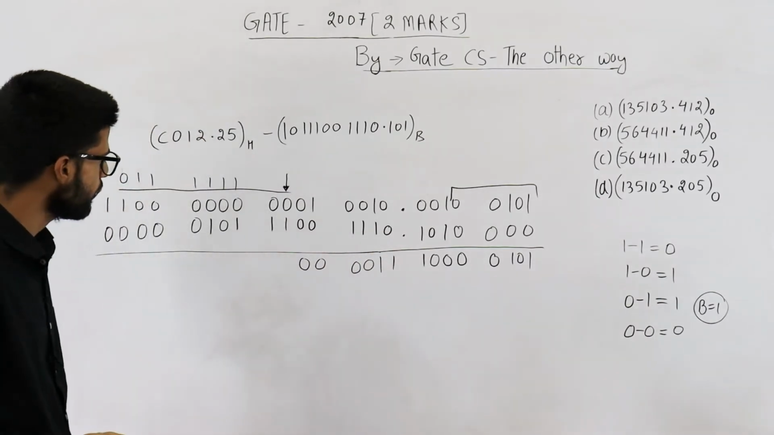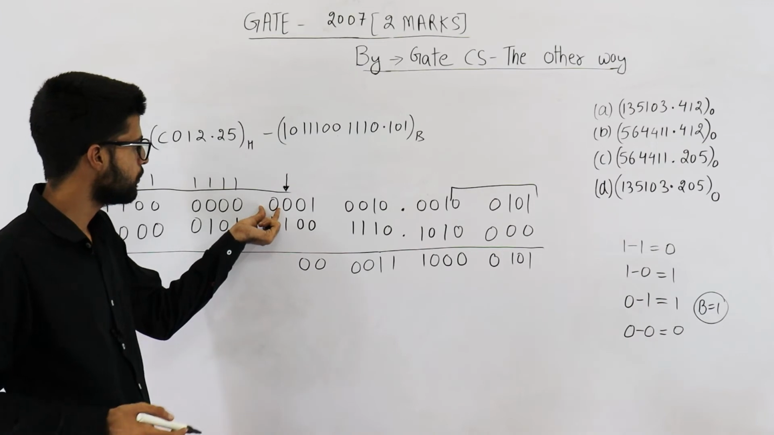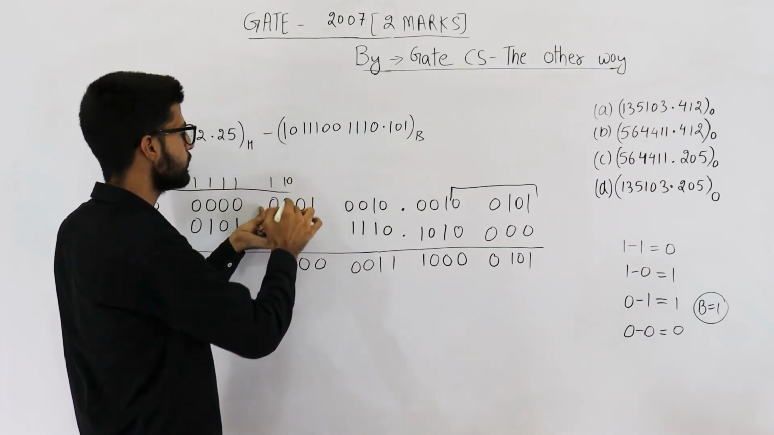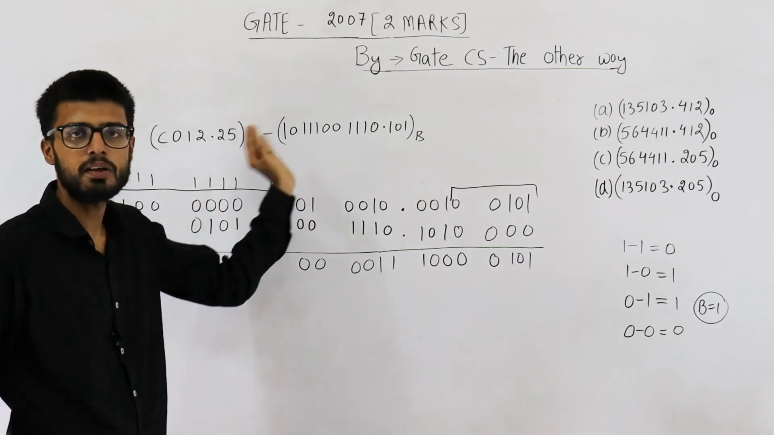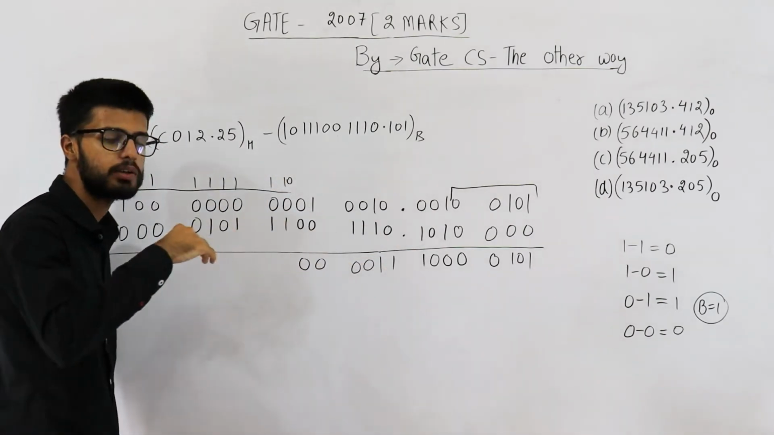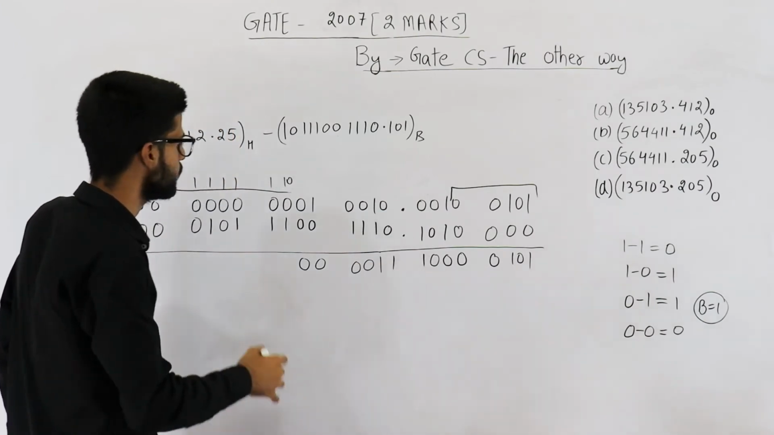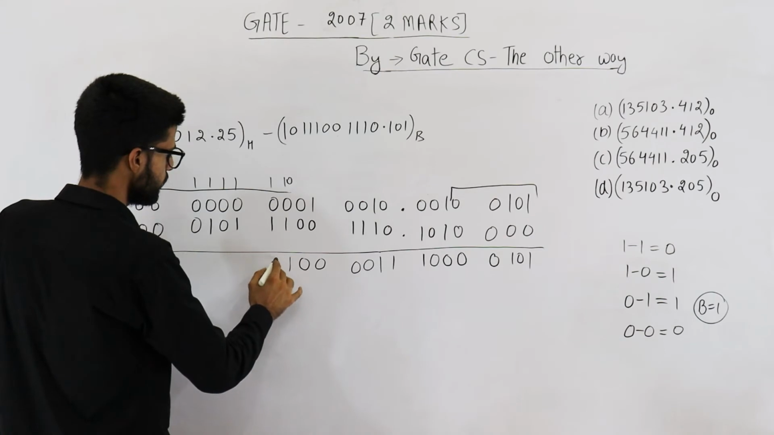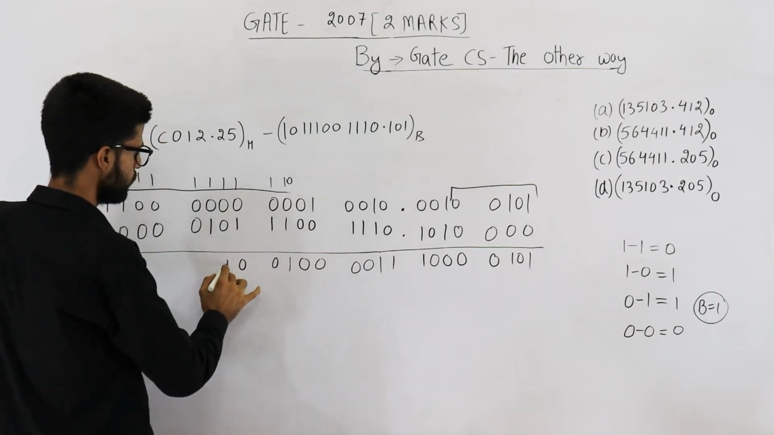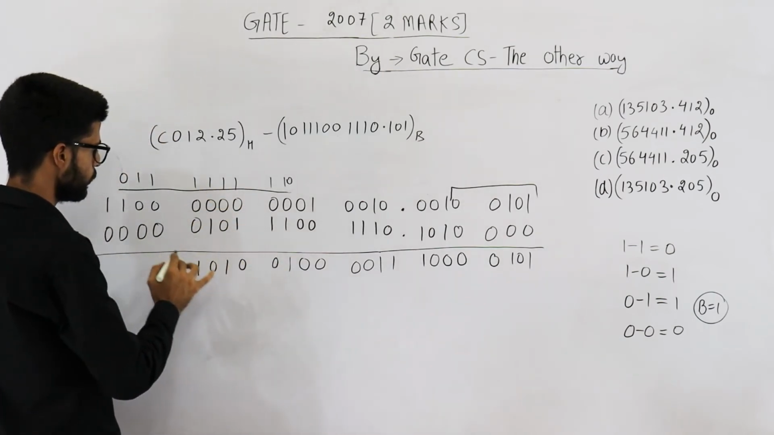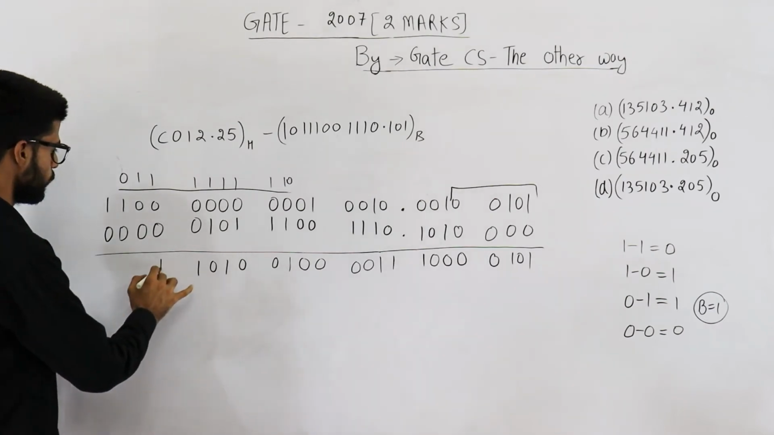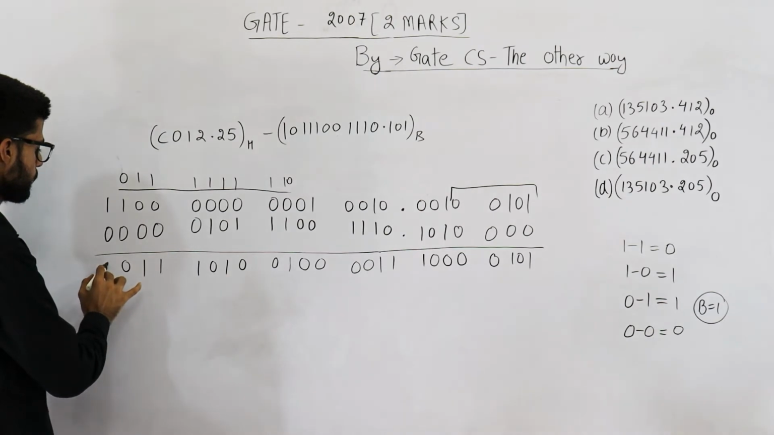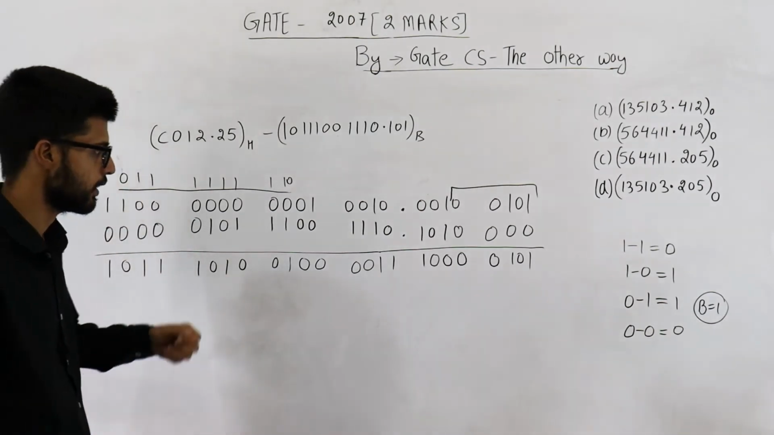Anyways, now this bit is going to become 1. But this last bit is going to become 1 0. This one is 2 because we need not give a borrow to that side. Okay, so 2 minus 1 is 1. 1 minus 1 is 0. 0. 1. 0. 1. 1. 1. And 0 minus 0 is 0. 1 minus 0 is 1. Okay, so this is your answer.